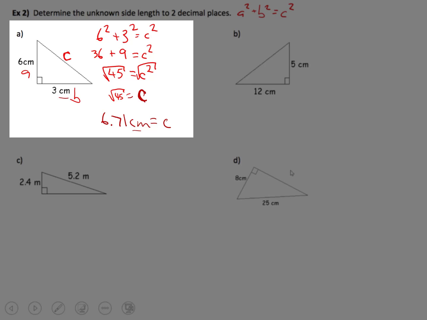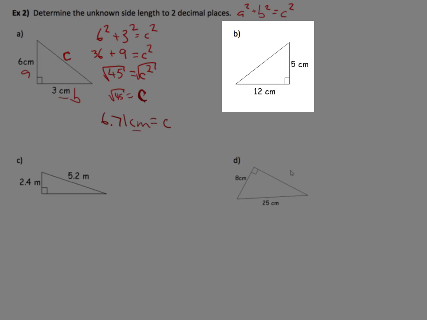And the next one, I'm going to use different colors. I'll use blue. In our next example, example B, we need to remember: label first, then do your calculations. It doesn't really matter where A and B go, but C is hyper important, as long as we can get C to the right one.